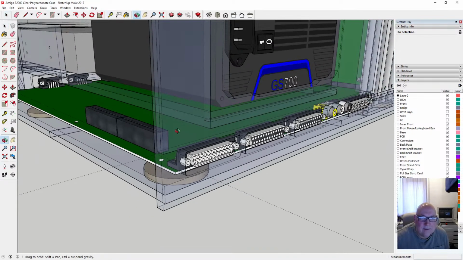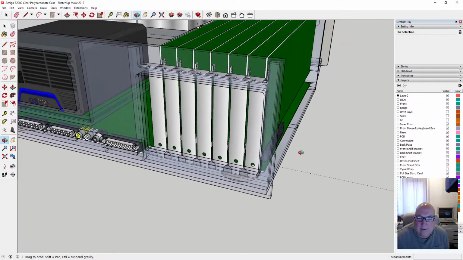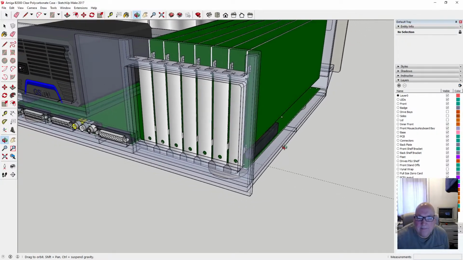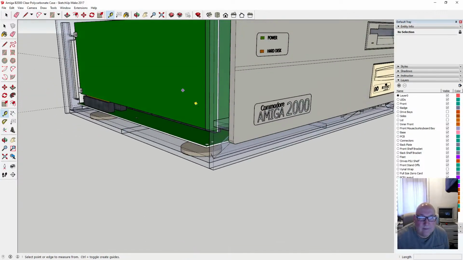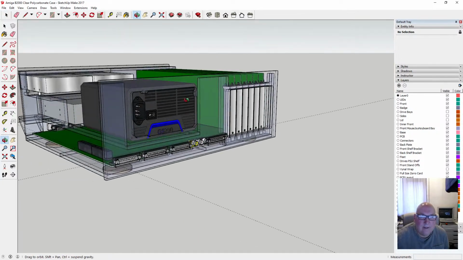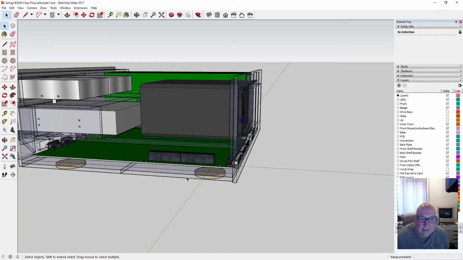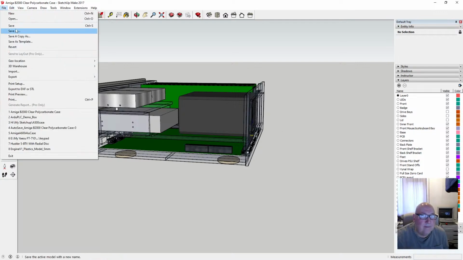10.5. Possibly they've done... No, they haven't. They've gone right to the edge, look. Oh no. That's the wrong slot. Yeah, so they haven't done that. Okay, so yeah. Right, so we're okay there, so I can get rid of these construction lines. Save it.